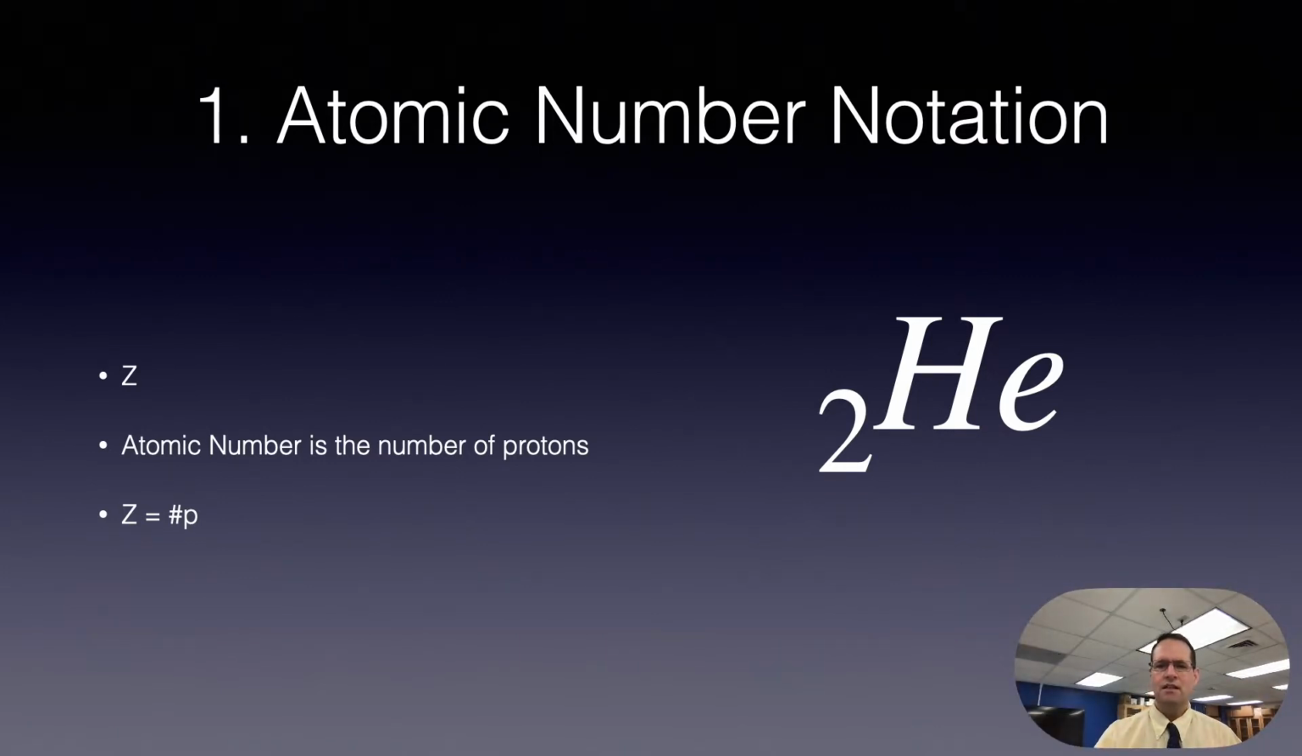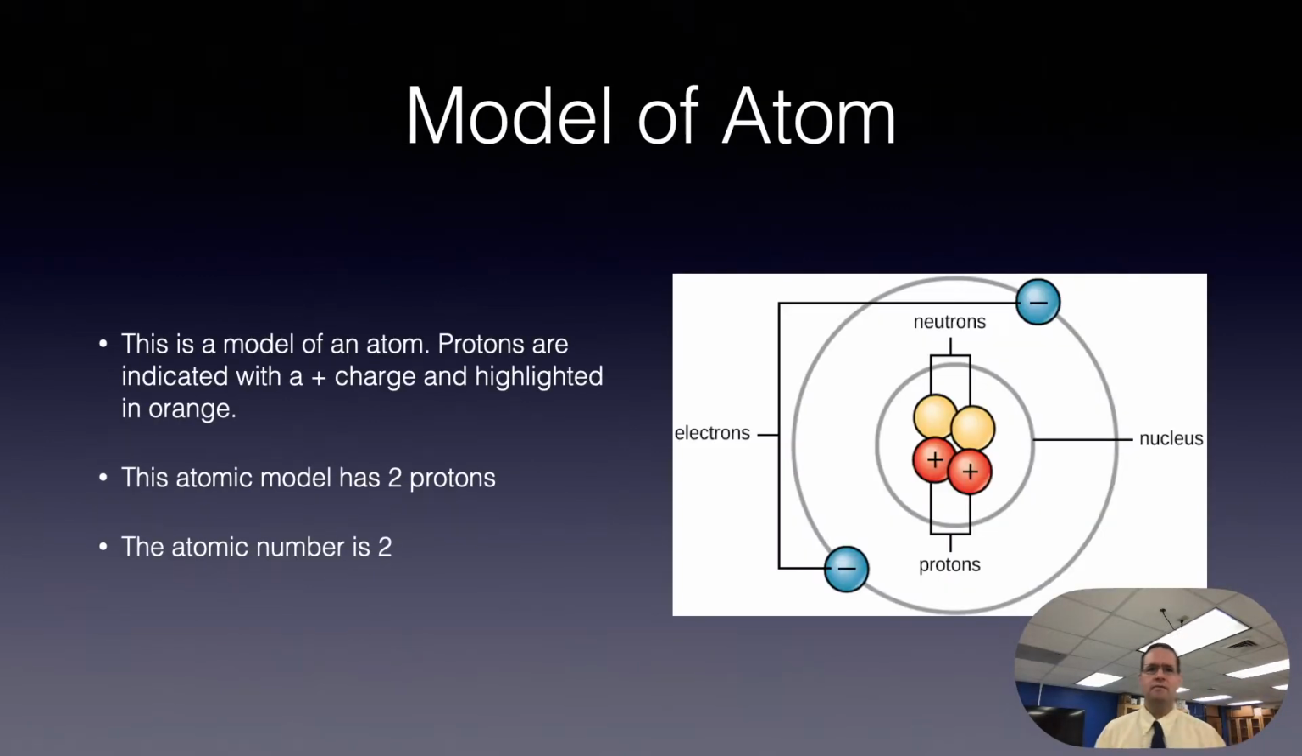All right, so let's look at the model of the atom. This is our very familiar model of the atom. The atomic number can be obtained from a model of an atom that explicitly shows little balls representing the number of protons in the nucleus. The protons are indicated with little plus charges, and they're highlighted in orange. You can see how this model has 2 protons, and so we say the atomic number is 2. All right? We ignore the other stuff.